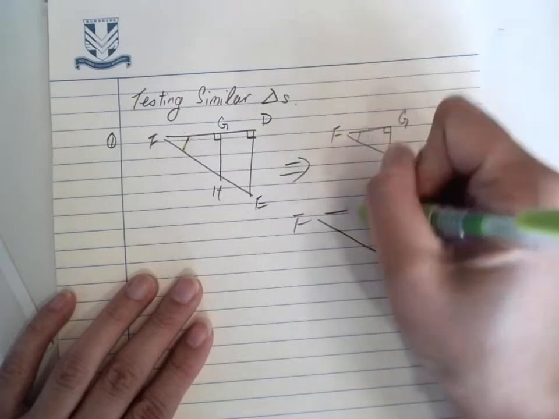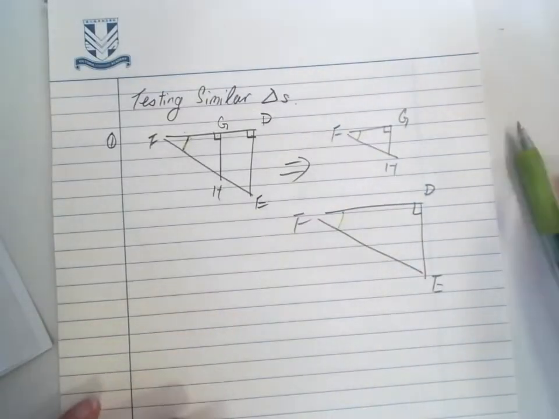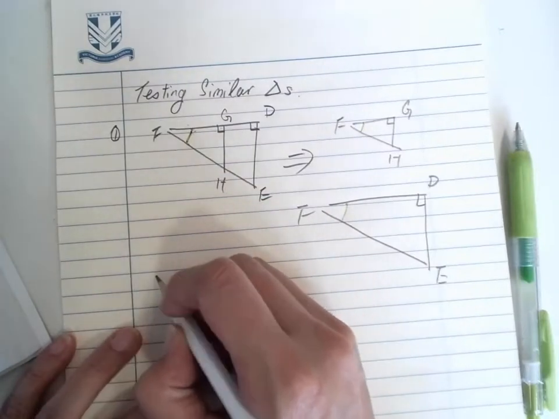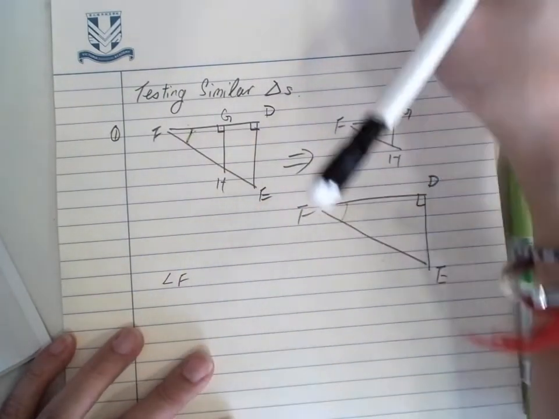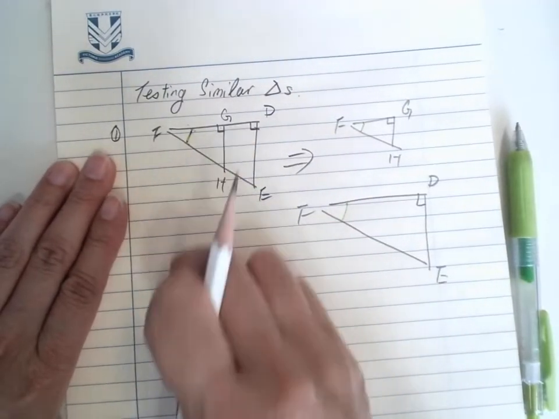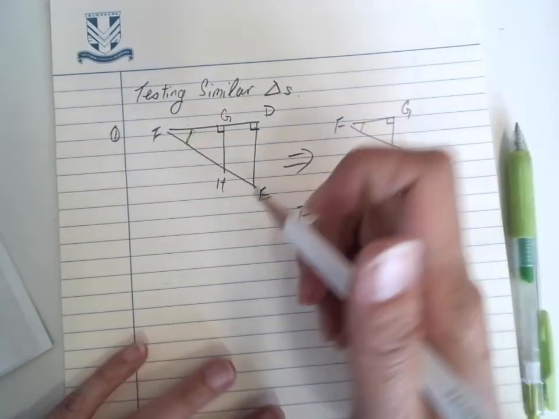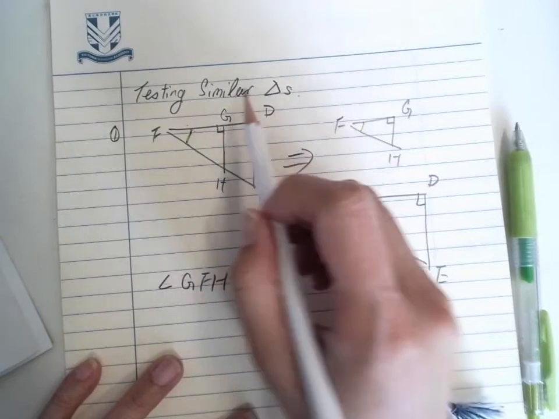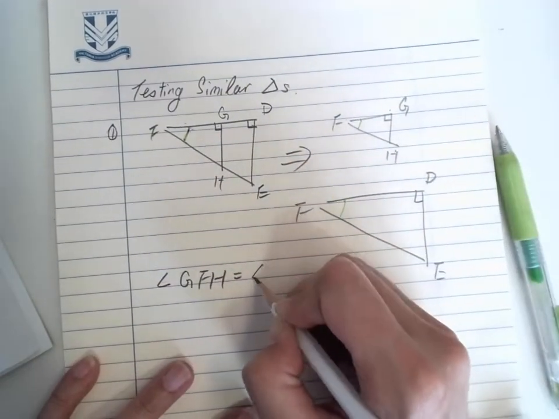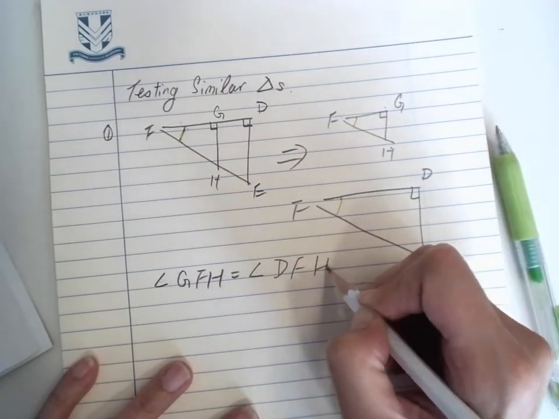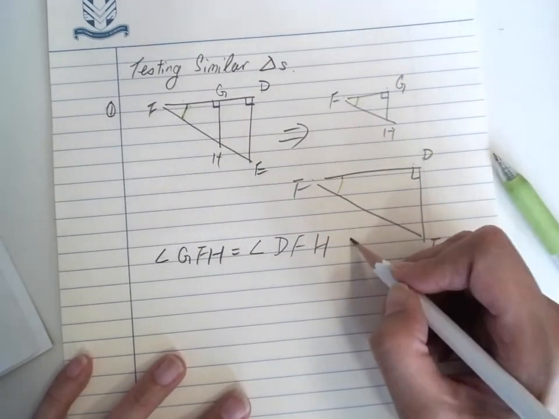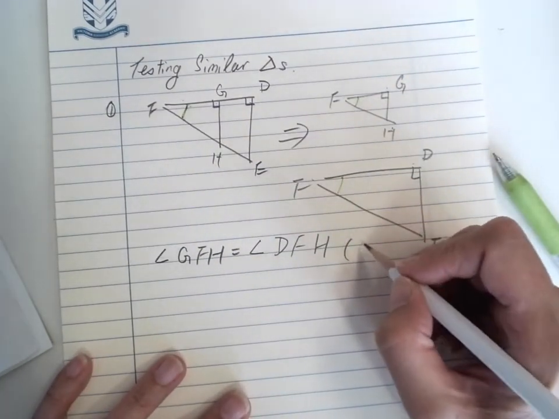They will always be the same, right? So let the people know what we are doing. Angle GFH and angle DFH are equal because they are a common angle.